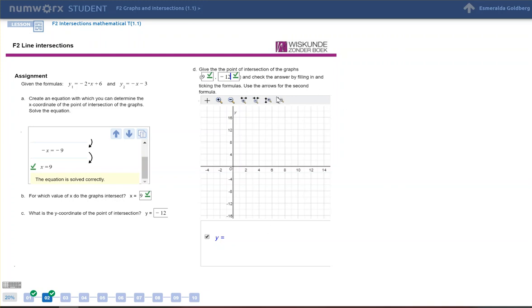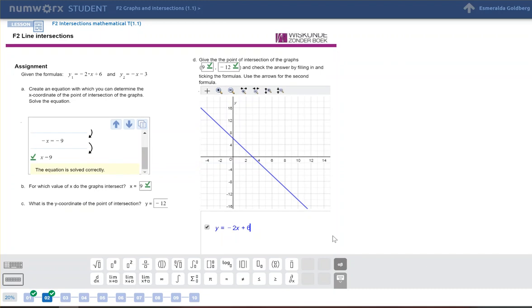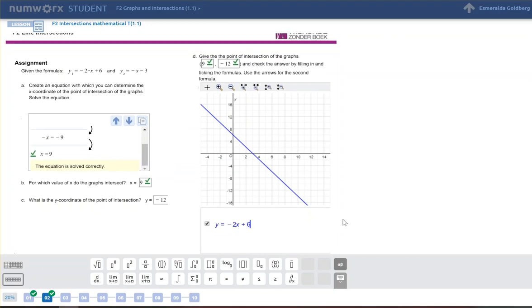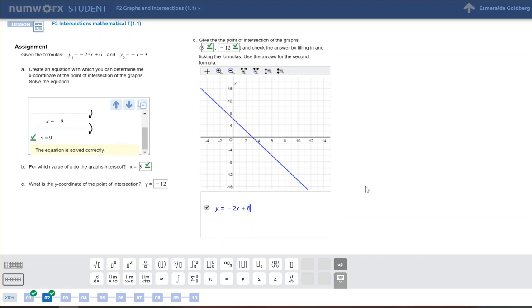Now, we can use this screen again to check that we indeed did it correctly. Here I type the first formula, so minus 2x plus 6. And I wanted to go down to create the second input screen for the second formula, but the arrows seem to fall outside of the screen. So it's not possible to go any further than this here. Doesn't matter, we already have the answer. The point of intersection is 9 and minus 12. So in exercise 2, you cannot plot the graphs and check it that way. We're moving on to exercise 3.